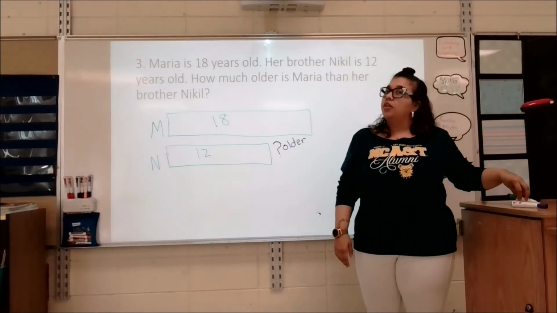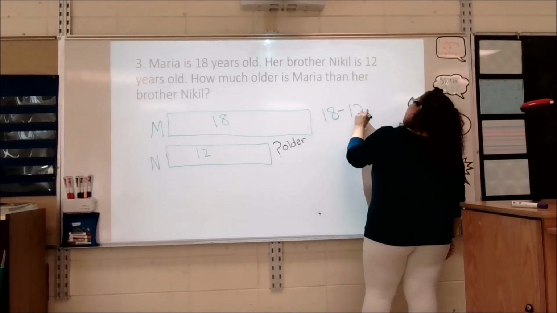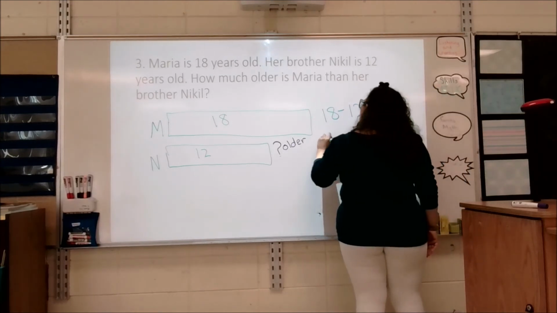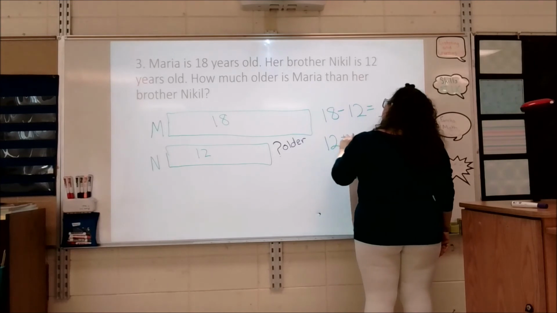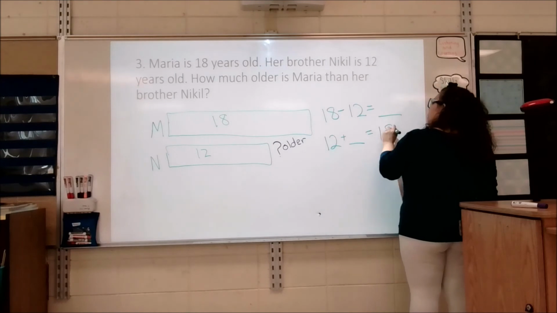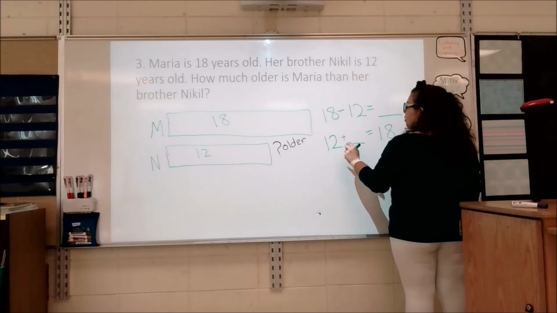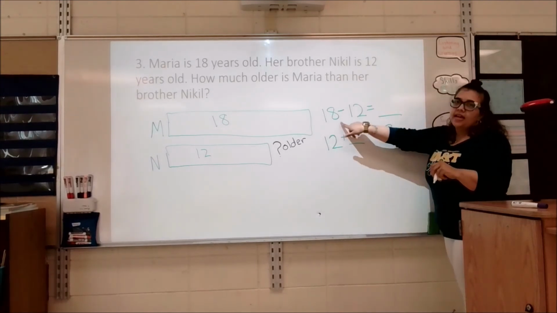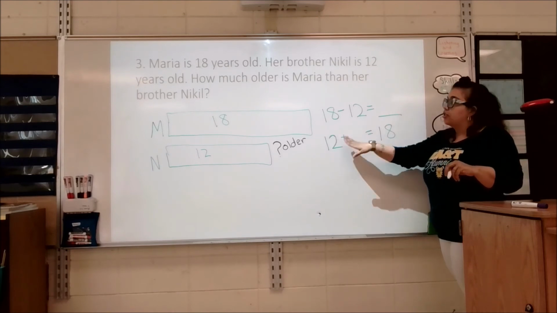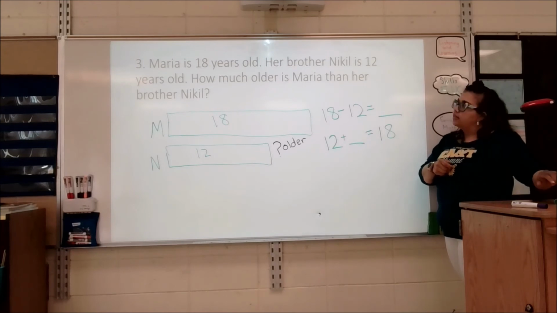So in this instance, we can do Maria's age minus Nikhil's age is equal to how much older Maria is, or Nikhil's age plus the age difference is equal to Maria's age. I like this one.